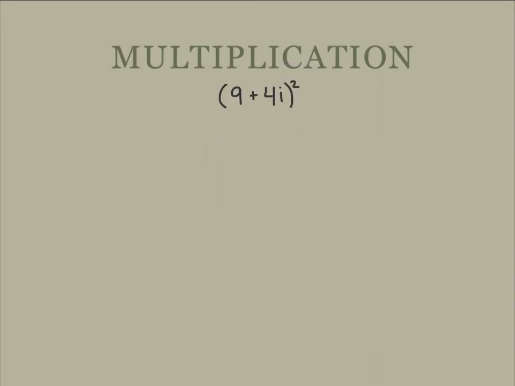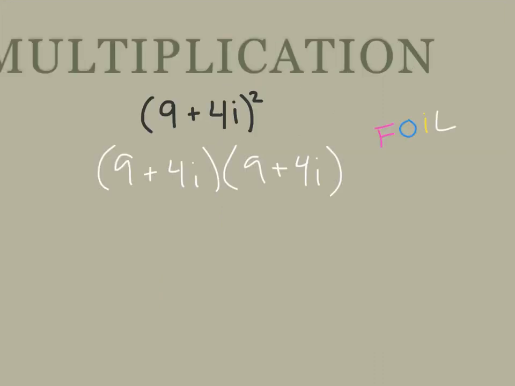Awesome. 9 and 9 are our first terms. So what's 9 times 9? 81. What are our outside terms? 9 and 4i. So what's 9 times 4i? 36i.